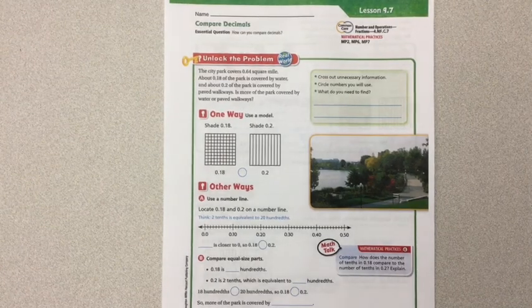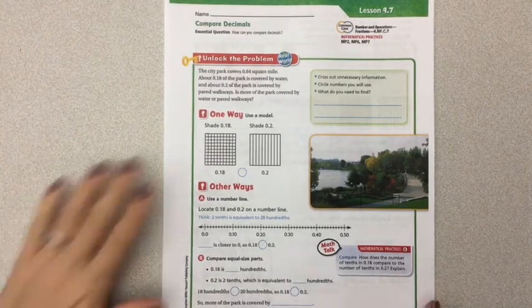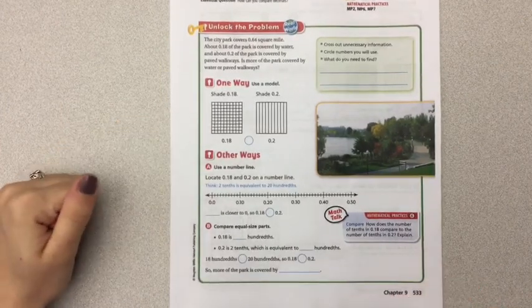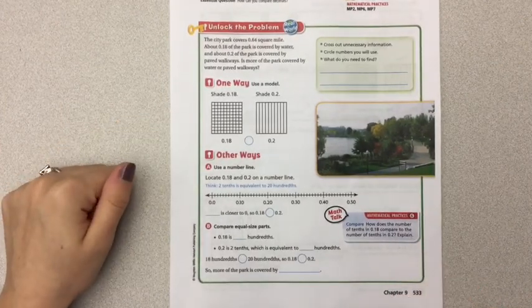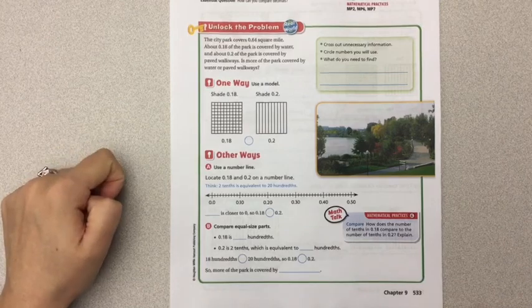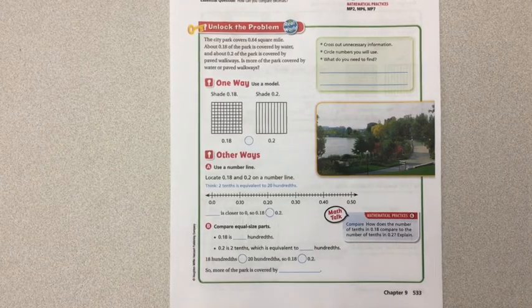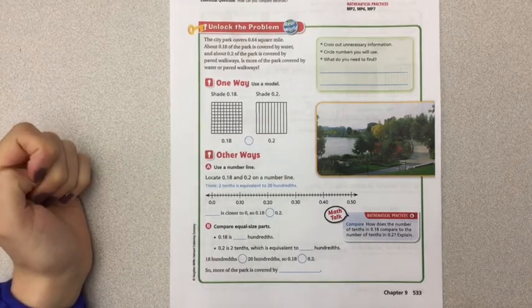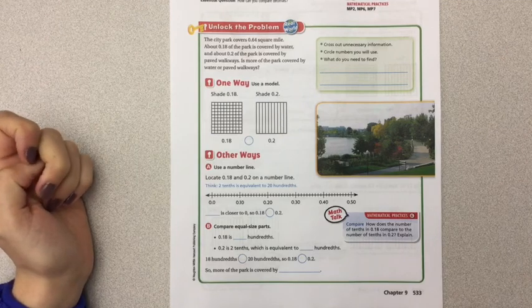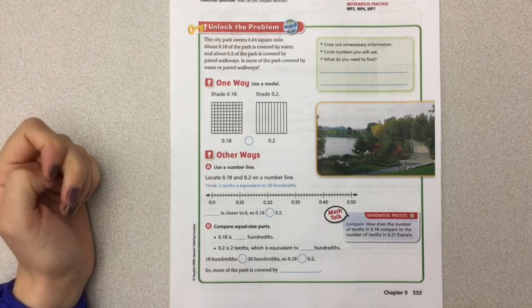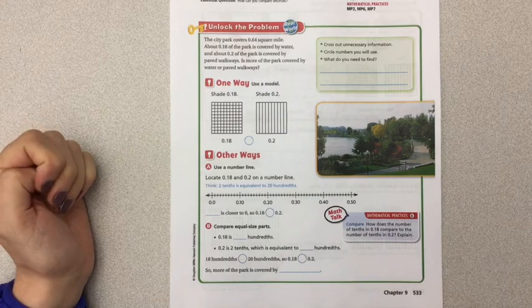In lesson 9.7, we learn how to compare decimals. So in our first problem here, it says the city park covers 64 hundredths square mile. About 18 hundredths of the park is covered by water, and about 2/10 of the park is covered by paved walkways. Is more of the park covered by water or paved walkways?